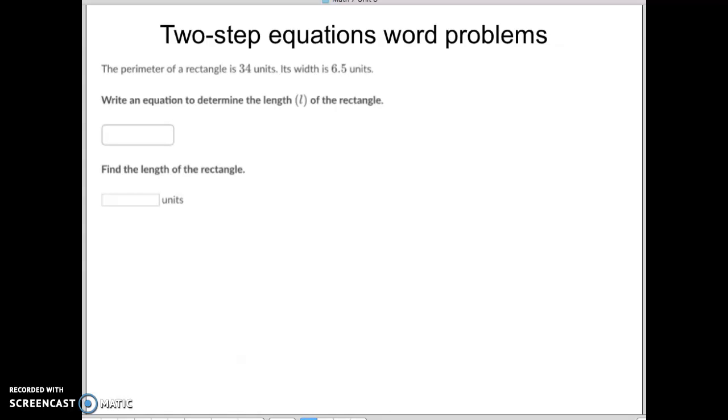It is two-step equation word problems. Don't we love word problems? Actually, here, I don't think they're that bad.